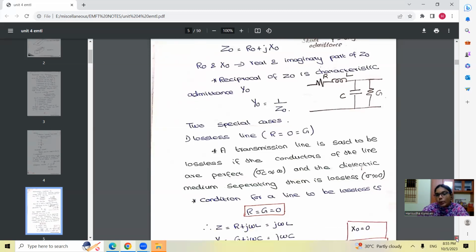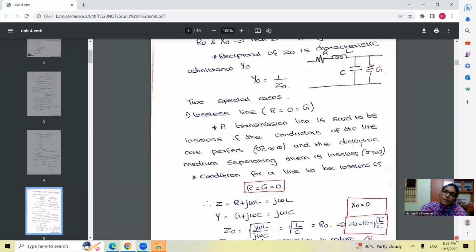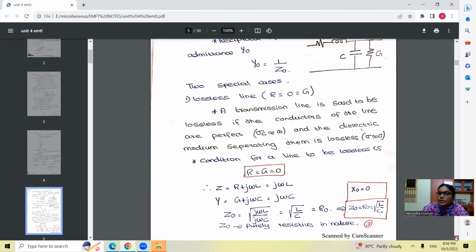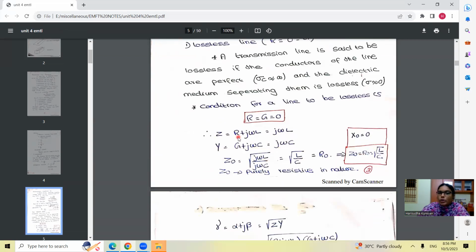So we have two cases over here. One is the lossless line, and the other one is the distortionless line. The condition to be a lossless line is that resistance is equal to conductance is equal to 0. We know that the impedance Z is equal to R plus J omega L. When you substitute R is equal to 0, you get Z is equal to J omega L. Similarly, in the shunt admittance, Y is equal to G plus J omega C. The condition to be a lossless line is G is equal to 0.